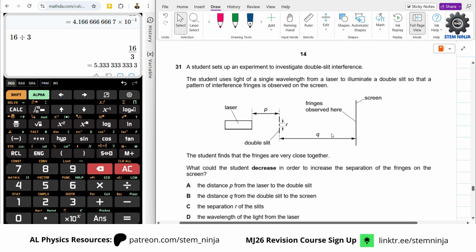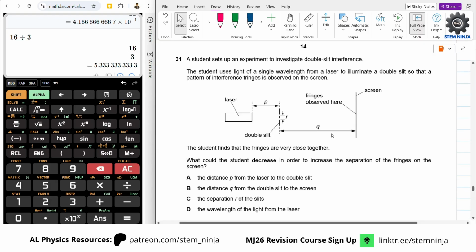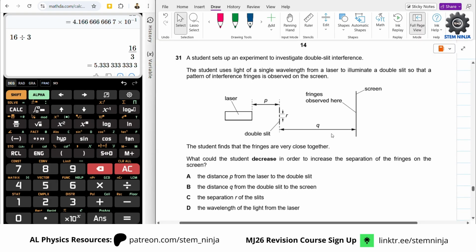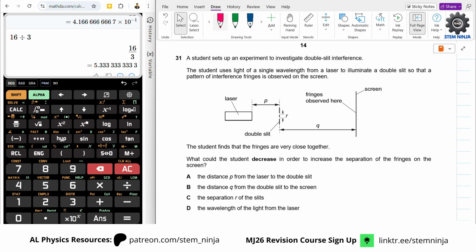A student sets up an experiment to investigate double slit interference. The student uses light of a single wavelength from a laser to illuminate a double slit so that a pattern of interference fringes is observed on the screen. The student finds that the fringes are very close together. What could the student decrease in order to increase the separation of the fringes on the screen?